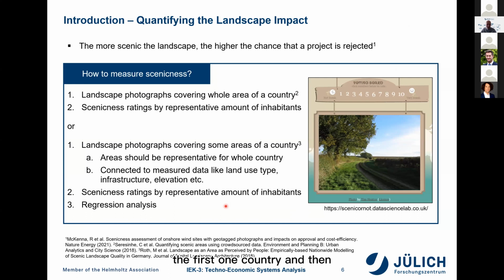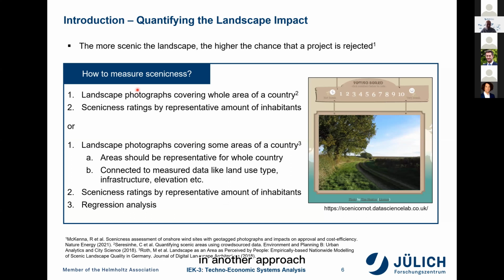In the first one, photographs were collected across the country, and the scenicness of the landscapes in the photographs was rated by a representative amount of inhabitants. You can see a voting board here on the right side, which they used on their website. This was the Scenic or Not game, where a landscape was shown, and then the participants could indicate the scenicness, with 1 being not scenic and 10 being very scenic.